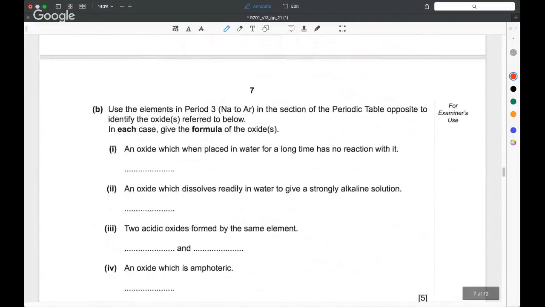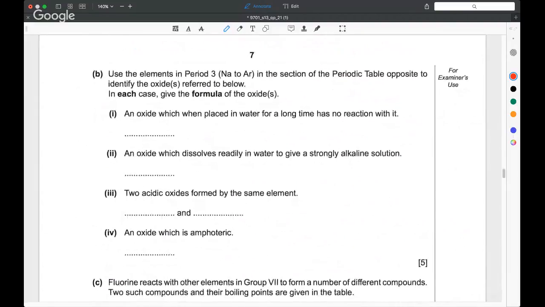Okay, we're keeping on going now. So we're looking at the elements in period 3 from sodium to argon, and something which when placed in water has no reaction. Well, silicon dioxide is a really great example again, isn't it? Because silica, that's quartz. You know, that doesn't dissolve. It's a giant molecular substance. It's not going to dissolve in water.